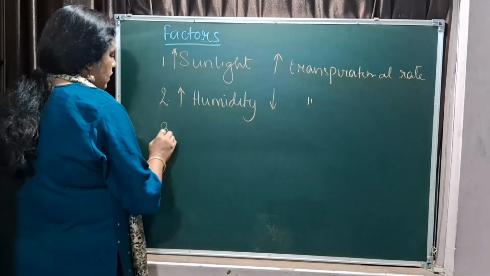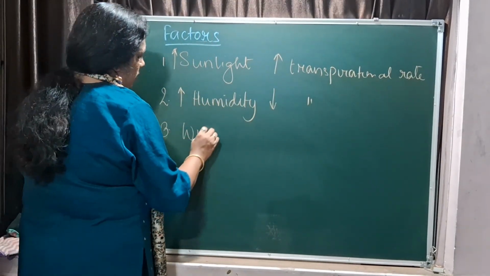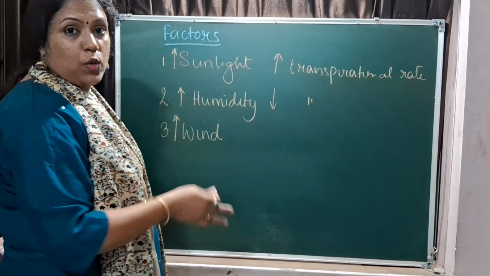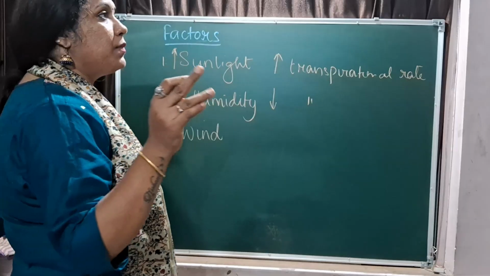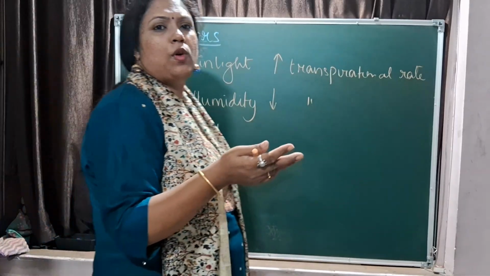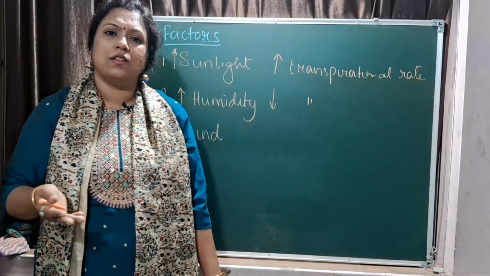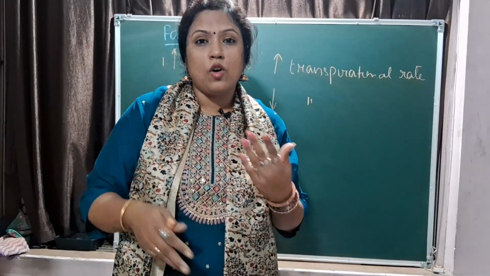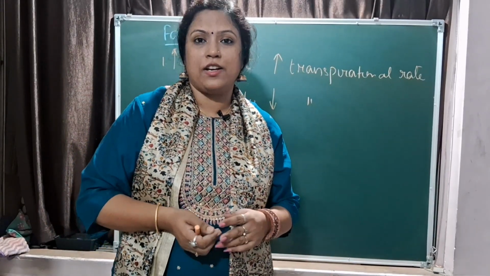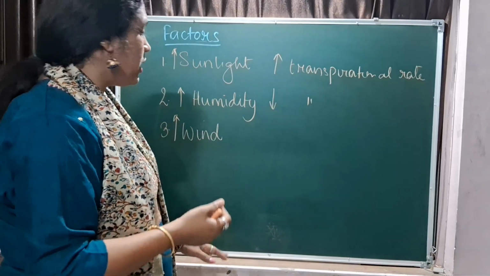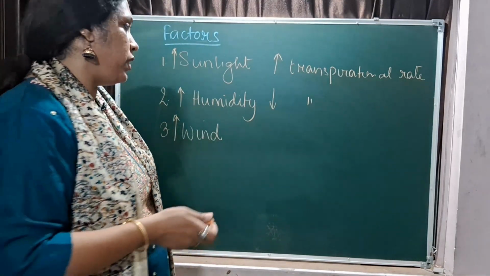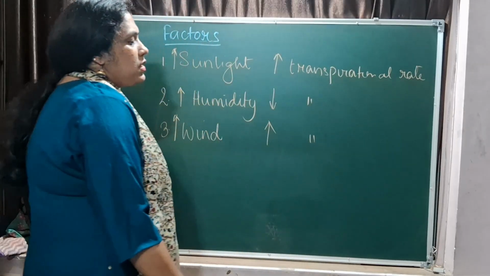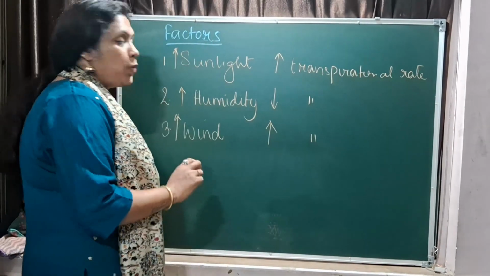Next one is wind. If you have more wind, or if you have the air flowing, or you can say, simple example, if you want the cloth to dry faster, we tend to move it in front of the fan or keep it in front of the fan. Obviously the cloth gets dried faster. So evaporation increases when there is increase in the wind. Similarly, transpiration also increases when there is increase in the wind.